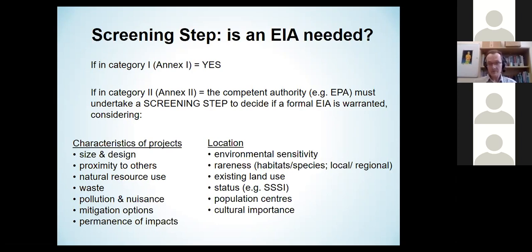The location is important. So how sensitive is the local environment? How rare are the habitats or species in the area? Are they locally rare? Are they regionally rare? Are they globally rare? These things need to be considered. And also whether the area has any kind of special designation, any special status, such as a site of special scientific interest or national park or some other important designation.